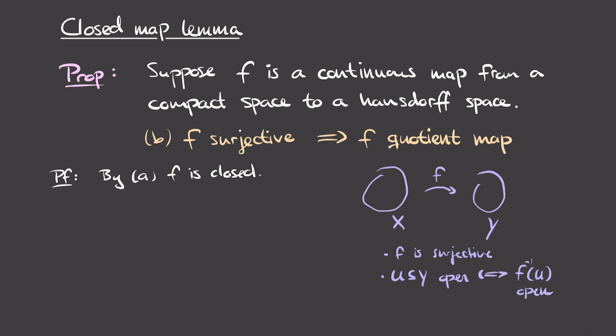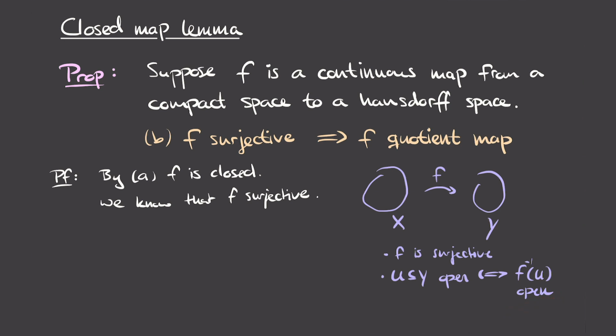In other words, being a quotient map means that the topology on Y is basically the quotient topology induced by this map f. Okay, so let's proceed with proving that f is a quotient map. We know that f is surjective, so that's our assumption here. The only other thing we have to prove is that subsets of Y are open if and only if their preimages are open in X.